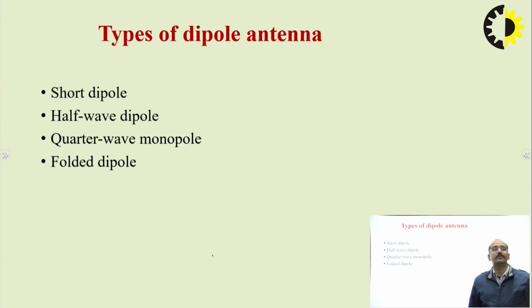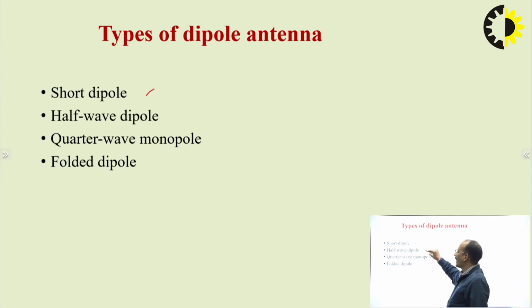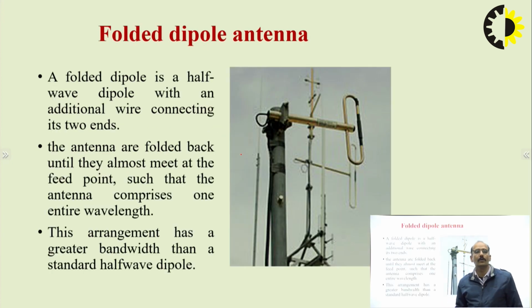Then, types of dipole antenna. Basically, the types of dipole antenna are short dipole, half wave dipole, quarter wave monopole, and folded dipole. A short dipole has a length less than lambda by 4. Half wave dipole is lambda by 2, quarter wave is lambda by 4, and folded dipole is when you make a folded type structure as shown in the diagram.